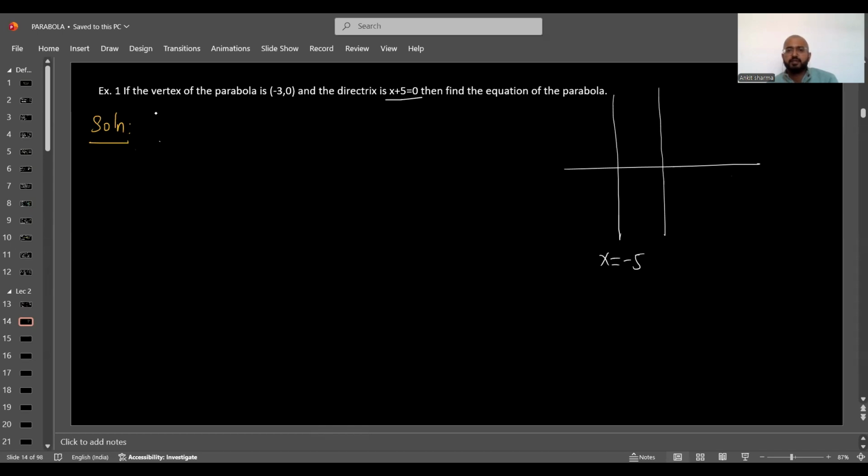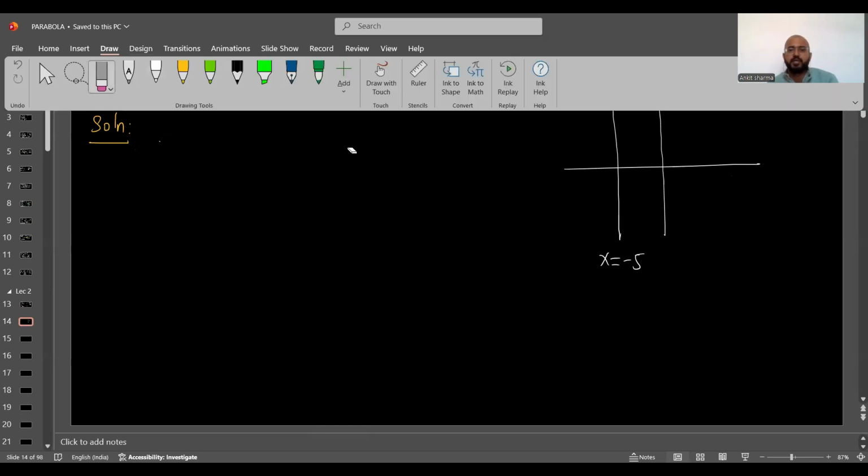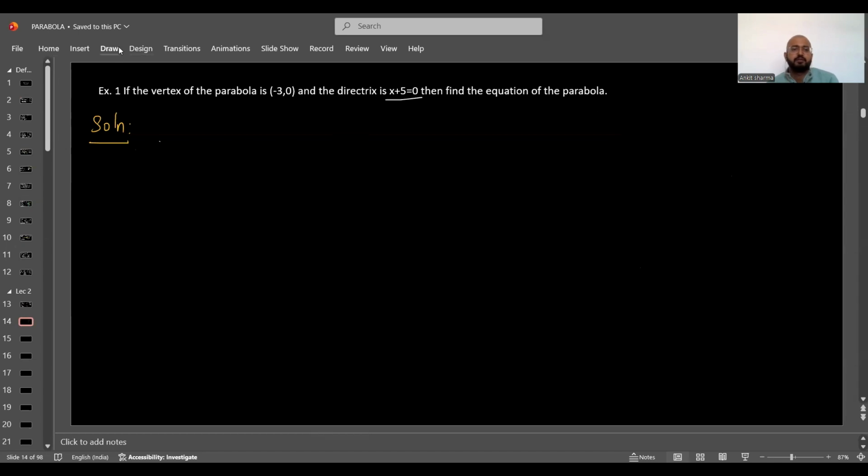Wait a moment, I'll draw a smooth diagram here. Remove all these things. The vertex of the parabola is (-3, 0), so this is my vertex here. And then I have the directrix. The directrix is x + 5 = 0, so say this is my directrix, x equal to -5. We want the equation of the parabola. Now let us see how we get it.